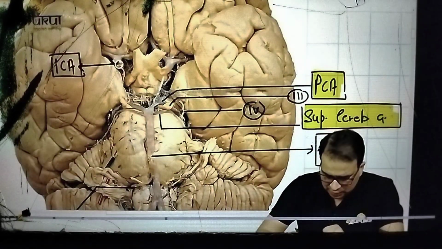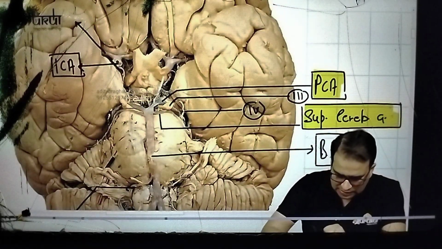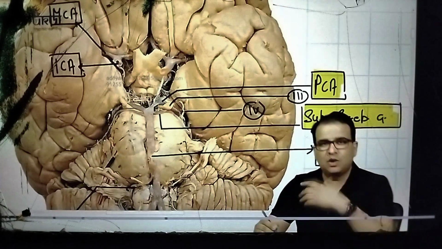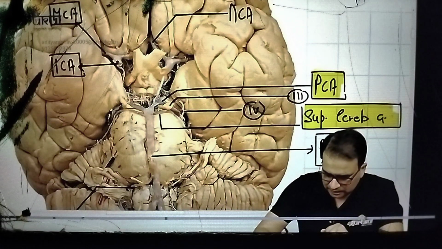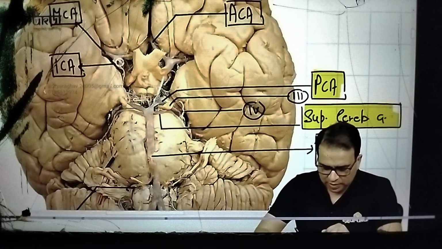This internal carotid artery gives off a direct branch. A continuation of the internal carotid artery is considered as the middle cerebral. So this MCA is a continuation of the internal carotid, and this internal carotid also gives off this anterior cerebral artery as well. That's the internal carotid giving off the middle cerebral, and that is the anterior cerebral.